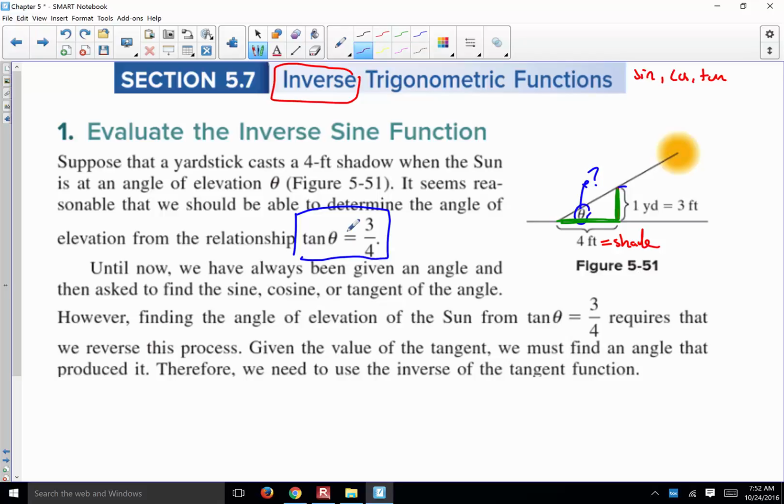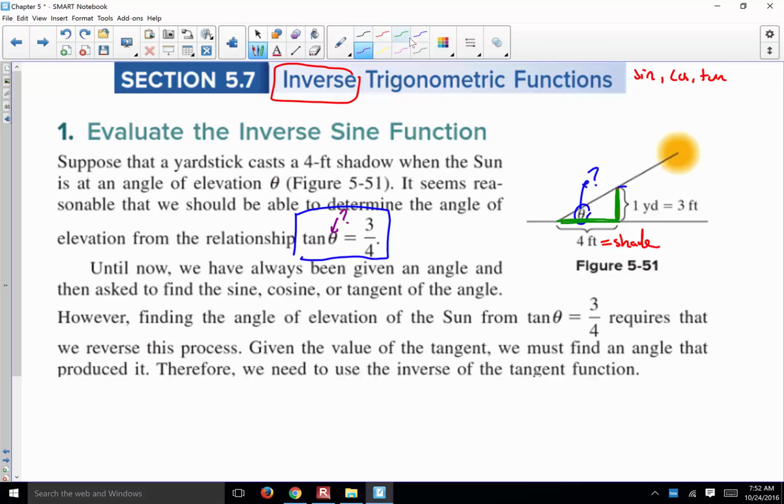Well, the question is, I don't know this. I'm looking for theta. So theta is under tangent. I know its value under tangent. How can I get back to theta?